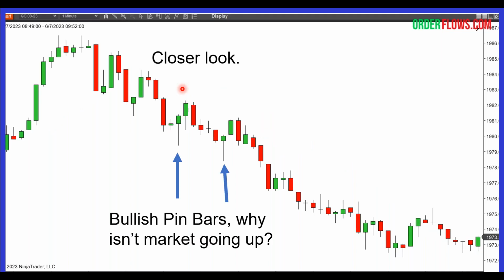Right, and let's take a closer look. Now, again, on this move down, people that trade price action say, oh, you got a bullish pin bar here. Oh, you got another one right here. I got to be getting long. You buy this one, stopped out. You buy this one, stopped out, right? Even one up here, everyone's going to say, oh, you got a bullish pin bar. You got to buy those.